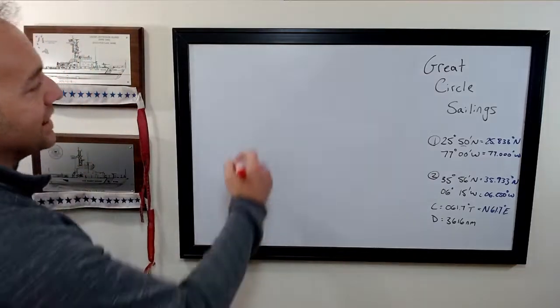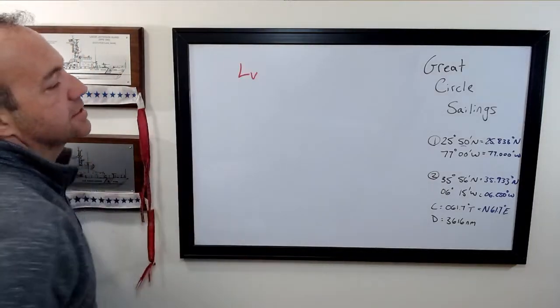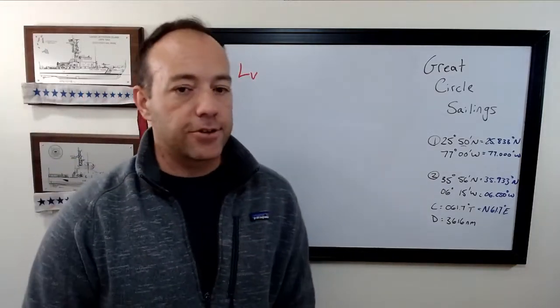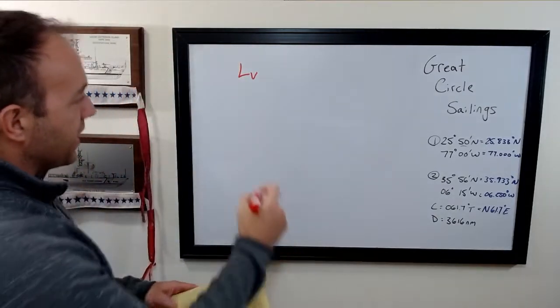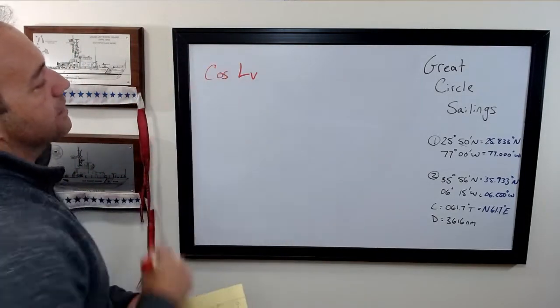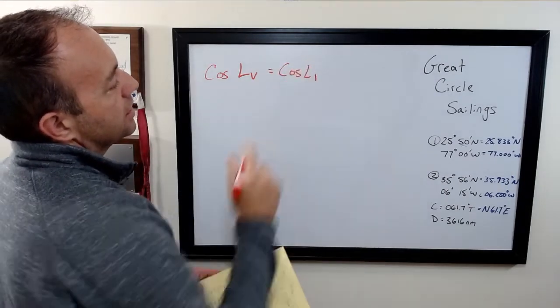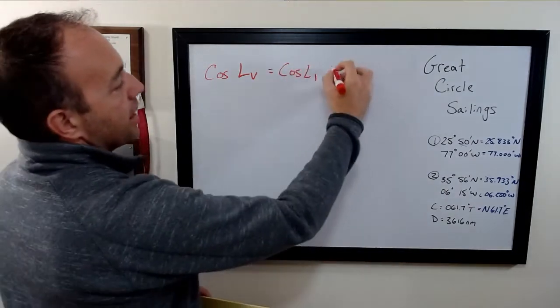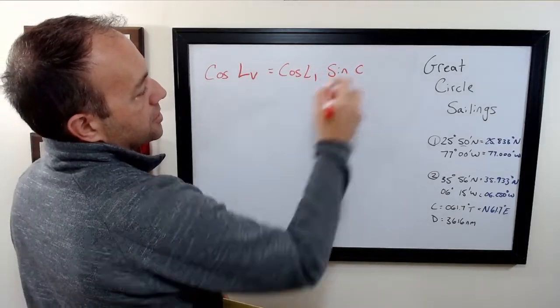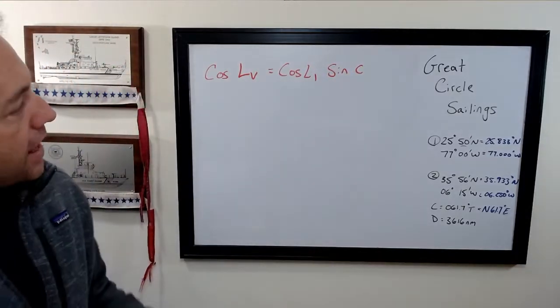So if I want the latitude of the vertex, how high am I going to get on that great circle path? Well, the formula for that is the cosine of the latitude of the vertex is equal to the cosine of the first latitude times the sine of your course. Right, and so we've got all that stuff, which is great.